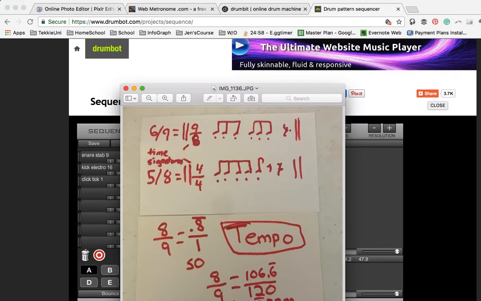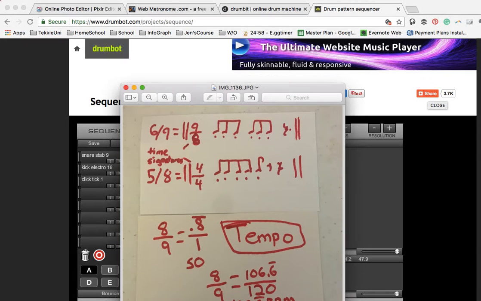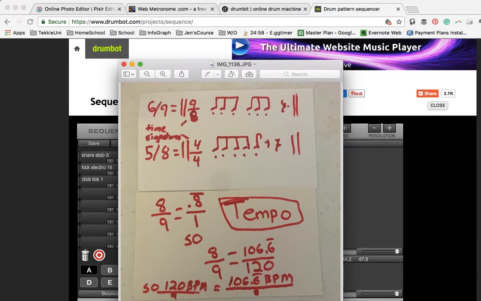So then we get, at a tempo of 120 beats a minute, a real steady tempo, the measure with 8 eighth notes in it is going to have to be 106.6 beats per minute. Okay, these are just the way we do different tempos, the way we notate them. So you have to have your tempos match up, and you do that by setting up a ratio.